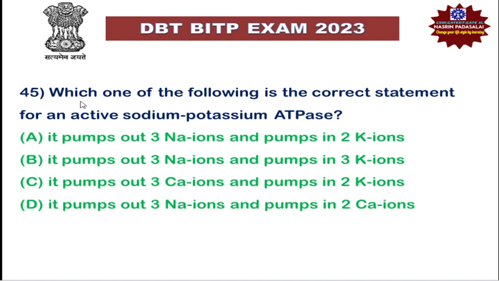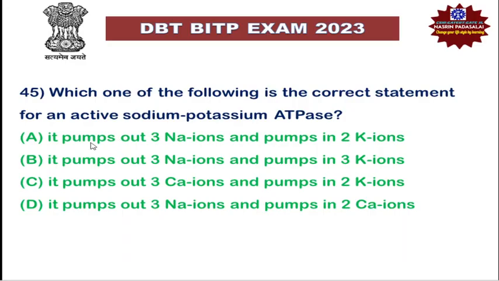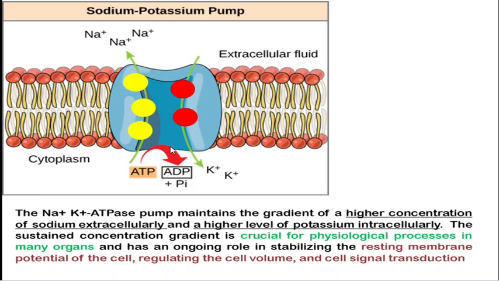Next question, which one of the following is a correct statement for the active sodium potassium ATPase? This sodium potassium pump pumps out 3 Na ions from the cytoplasm of the cell to the extracellular environment, and it pumps 2 potassium ions from the extracellular environment to the inner side of the cell. Because if you take the structure of the sodium potassium pump, it has 3 binding sites for sodium and 2 binding sites for potassium. So it moves the sodium ions from the cytoplasm to the extracellular fluid, and it brings the 2 potassium ions from outside the cell to the inside, for which ATP is supplied.